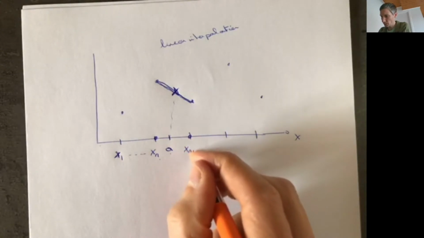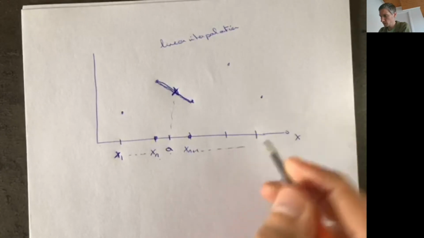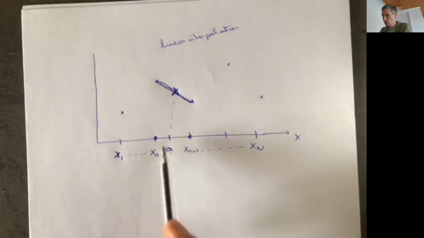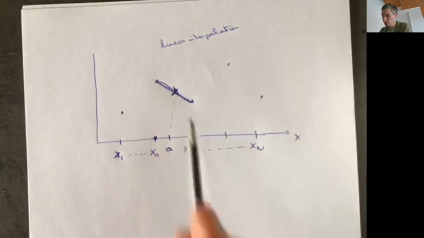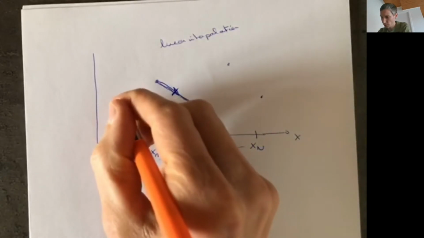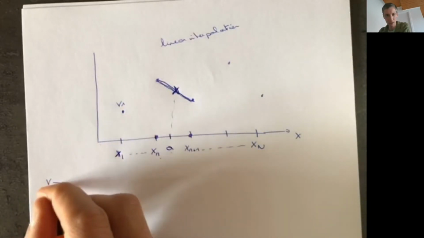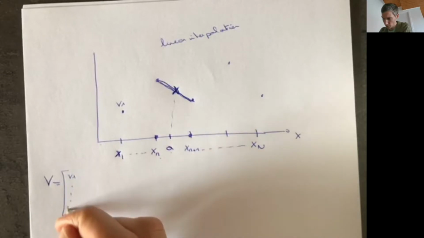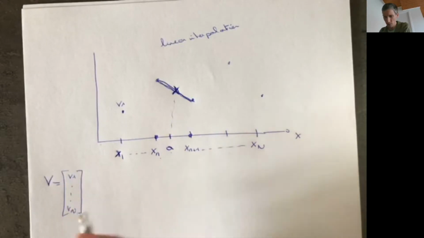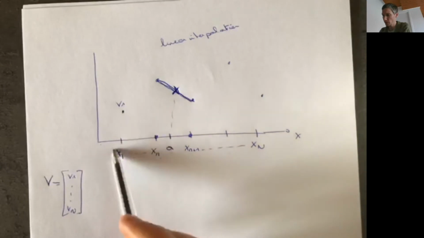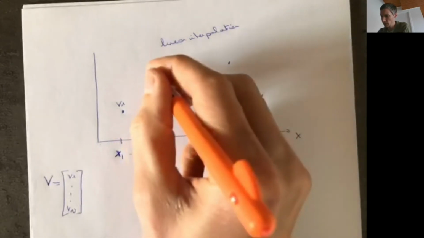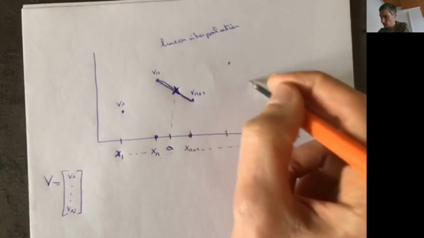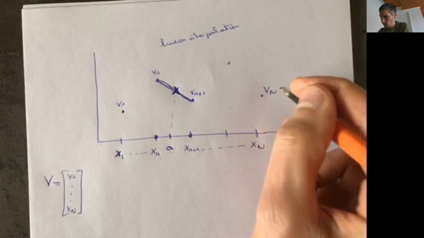We will have an x_{n+1} until x_N. Okay, so first thing, in order to compute this value, this is now my v1. Remember, big V was this vector v1 until vN, computing the values at x1 until xN. So this is vn, this is vn+1.